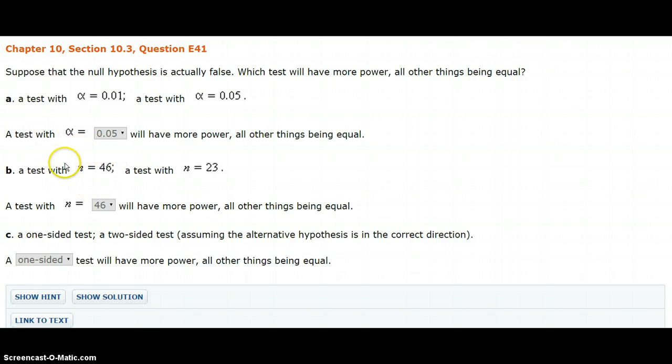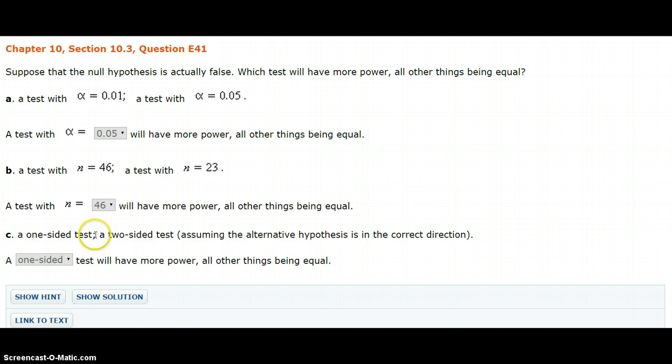The higher an n we get, we're going to divide by the square root of n, so we're going to have a lower and lower standard error, and the lower our standard error is, the higher our t-test statistic will be, so the more likely we are to reject the null. So the higher the sample size, the more power we have to pick up on a significant result if the null hypothesis is actually false.